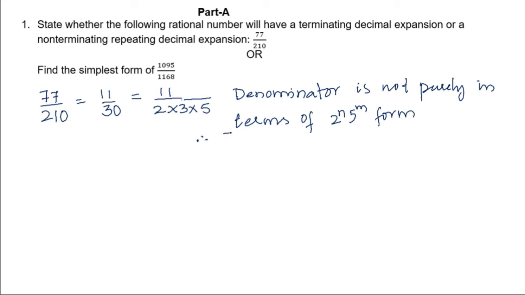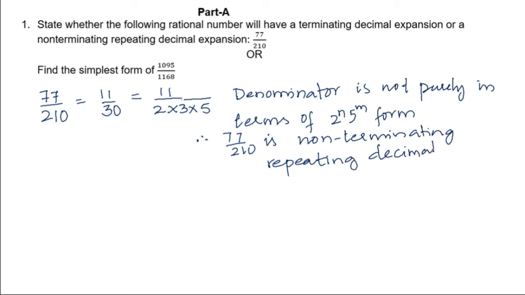Therefore, 77 by 210 is a non-terminating repeating decimal expansion. This is a concept which you have learned in the first chapter in real numbers. If the denominator is purely expressed in the form of 2 raised to the power n, 5 raised to the power m, then it will become a terminating decimal, else it becomes a non-terminating repeating decimal.